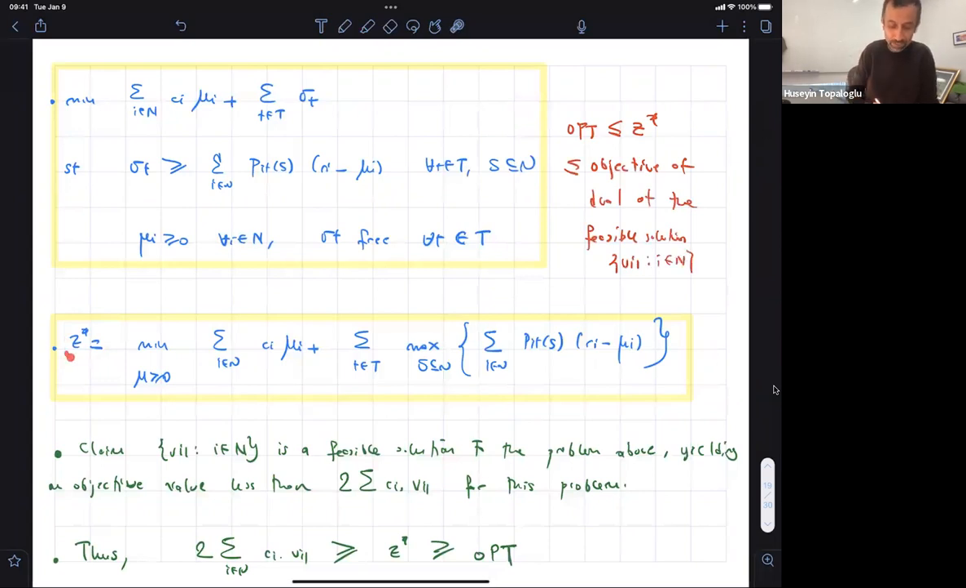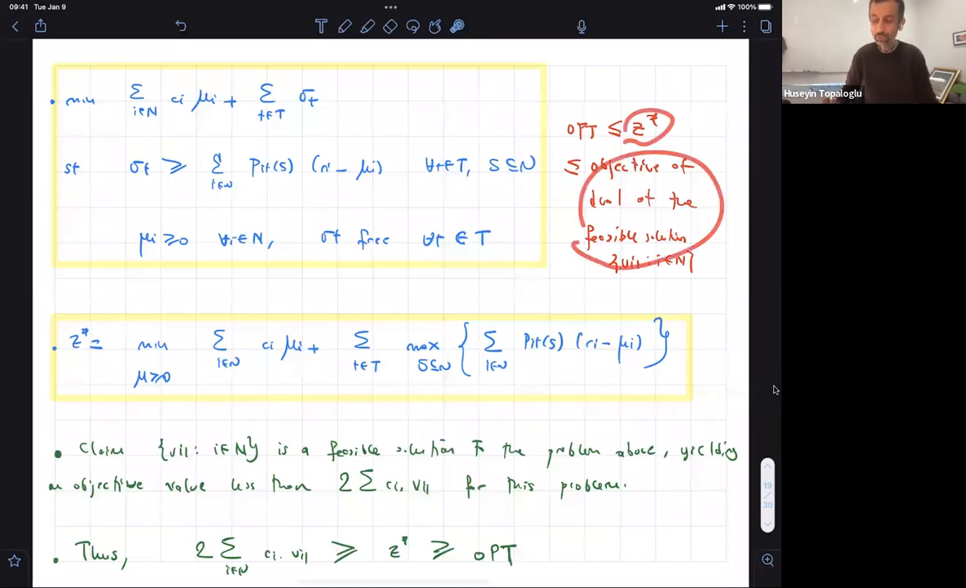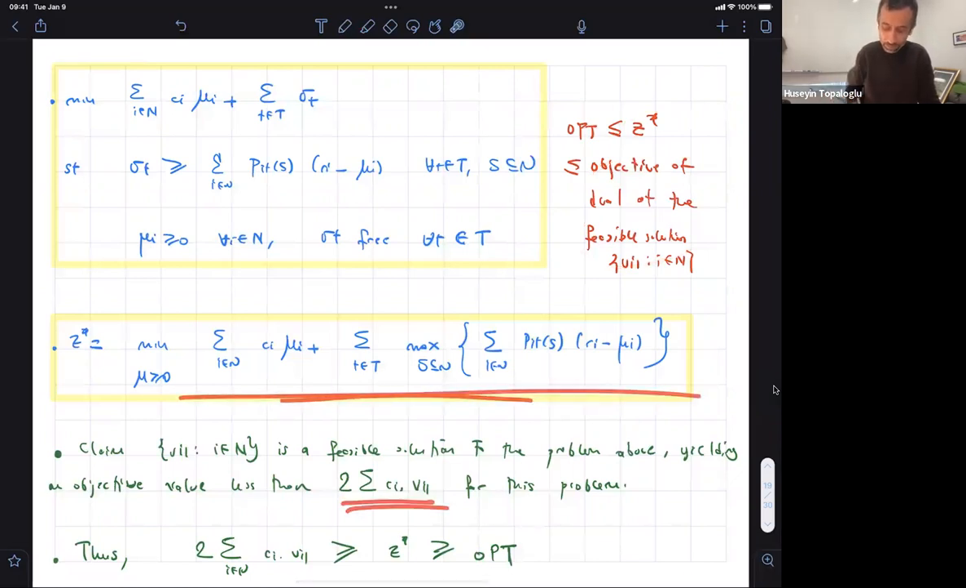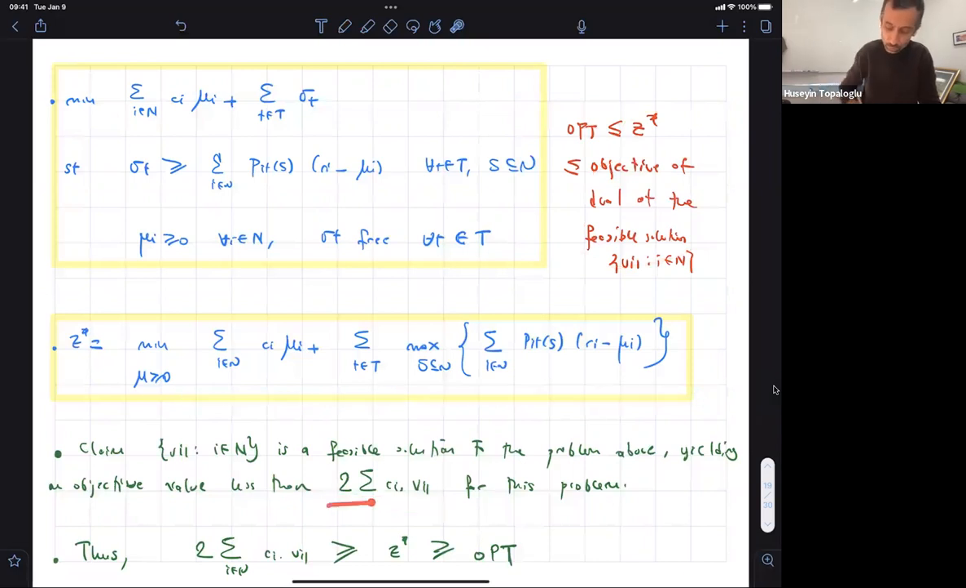So this is a minimization problem. Its optimal objective value is going to be smaller than the objective value of this problem at a feasible solution. Good. Z star is going to be less than the objective value of the dual at the feasible solution VI1s. And once we prove this claim, we said that the objective value of this problem evaluated at VI1s is going to be less than this 2 times CI times VI1s added all up.